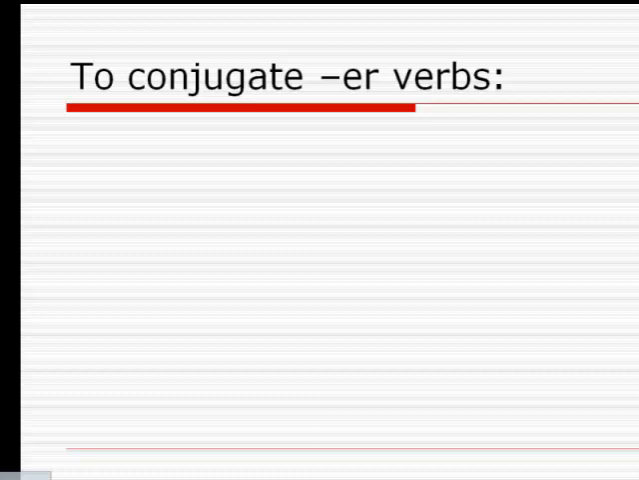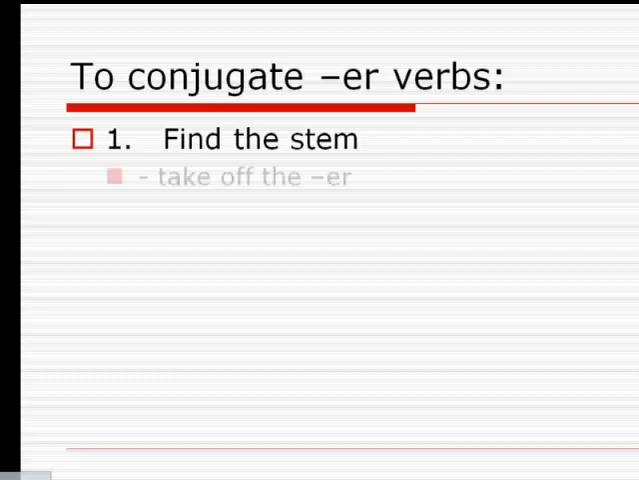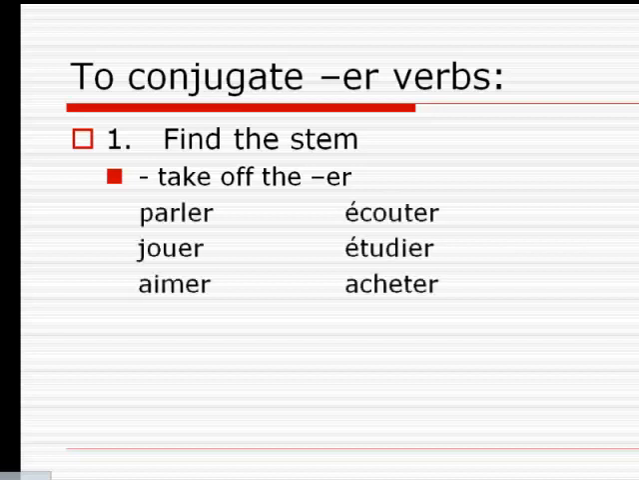When we want to use them in sentences, we need to conjugate the ER verb or change its spelling. To conjugate an ER verb, to use it in a sentence, first we'll find the stem. In order to do that, we need to take off the final two letters, take off that ER. So what that means is these verbs, parler, jouer, aimer, écouter, étudier, and acheter, to use them in a sentence, we'll need just the stem, which are the letters that are left over without the ER.